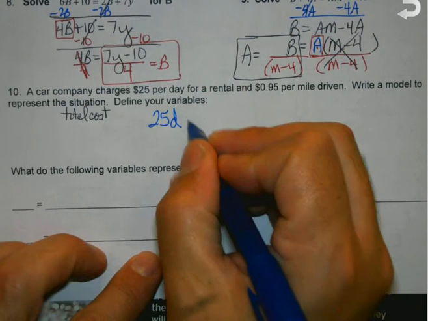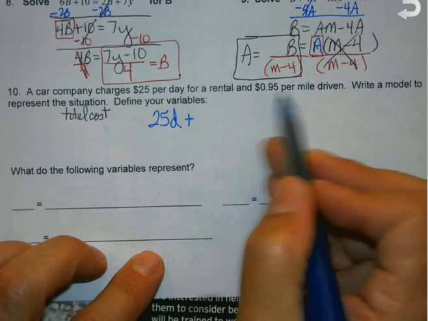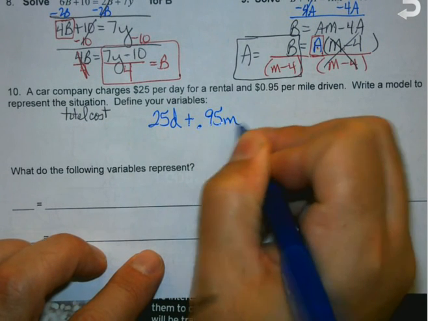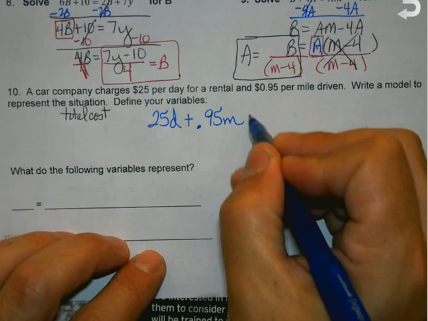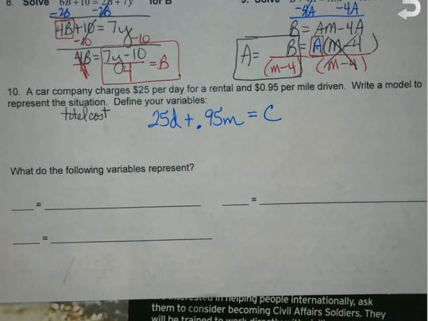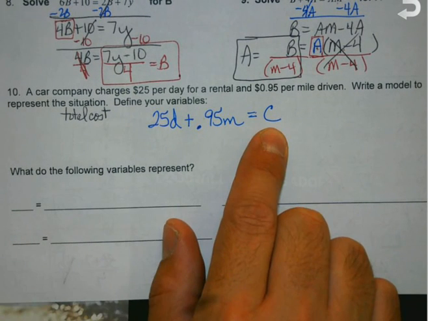So then I'm like, okay, plus they charge me 95 cents a mile. So again, let's get creative. We'll use M for miles here. And that's going to equal how much I'm spending on my rental. So if you had a problem and the next question was, if I rent it for 8 days and drive 1,000 miles, how much is it going to cost? I could figure that out by plugging in for those two, and I'd find out what this is.